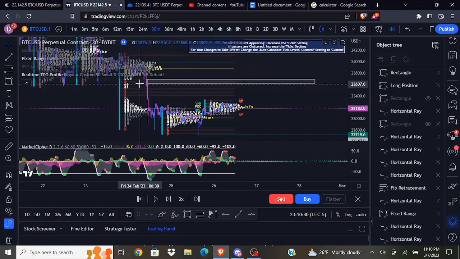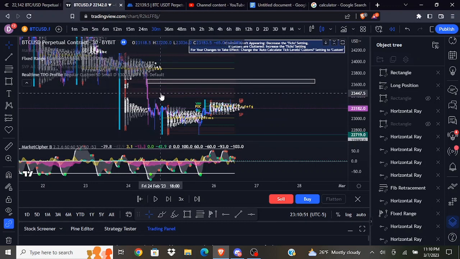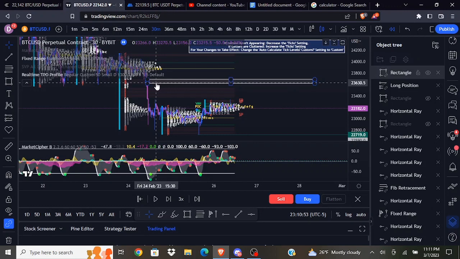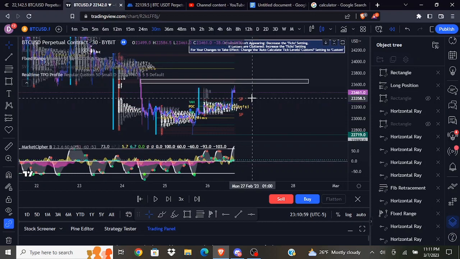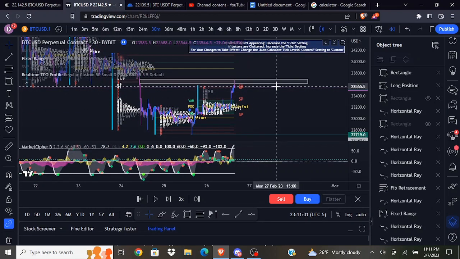And I've always looked at it as you would want to look for single prints in the next session. I don't know if they would be as reactive if price came back up in that same day to fill them. I'm not really sure how that works actually, but I usually like to look for ones from previous sessions. So look at that.